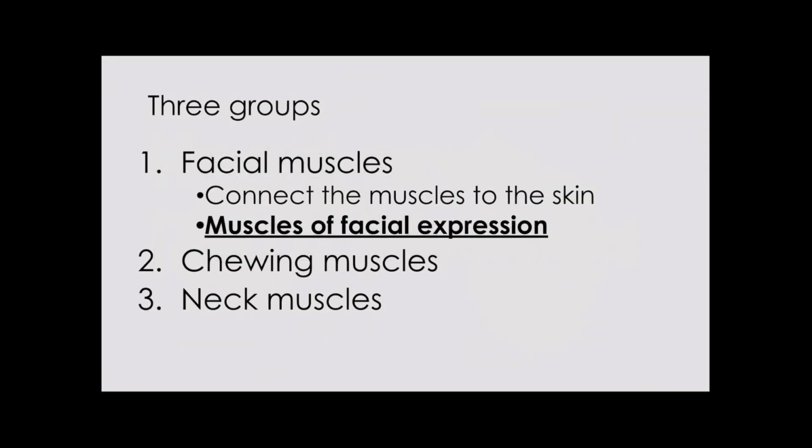Okay, so now we are going to get into muscles. The first group of muscles we are going to talk about is your head and neck muscles. There are 3 groups of these, so that means they can be put into 3 different categories. The 3 categories are going to be your facial muscles, your chewing muscles, and your neck muscles.